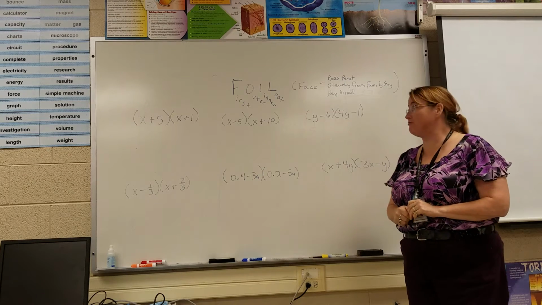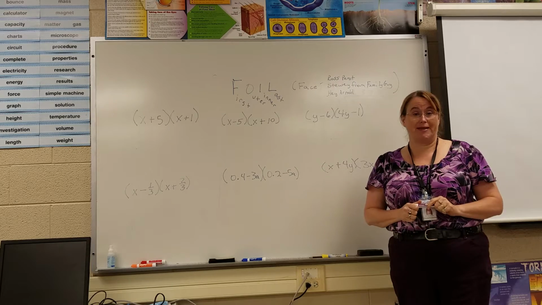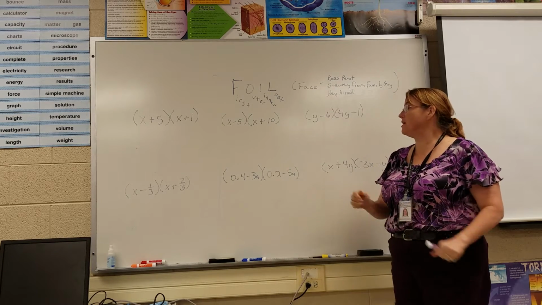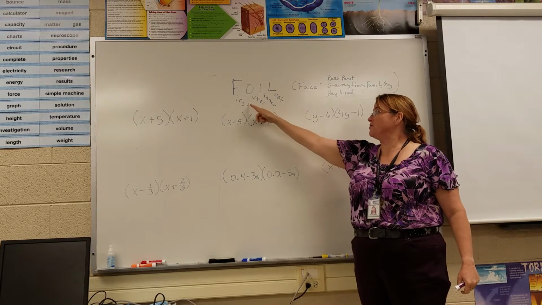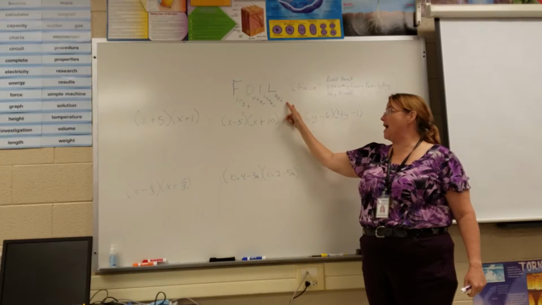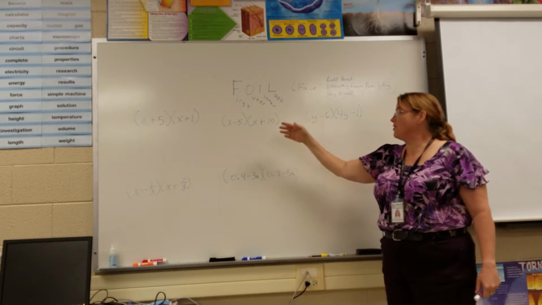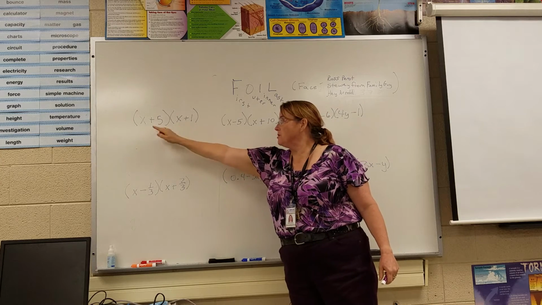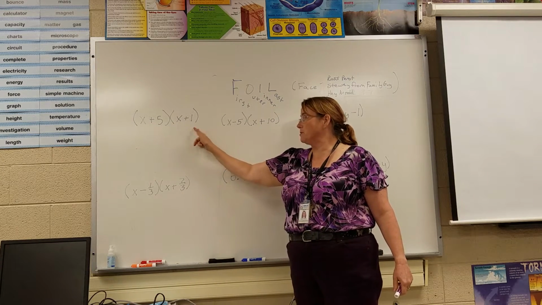Today we're going to learn about foiling. It's a way to do distributive multiplication. And it's an acronym. The word FOIL, F-O-I-L, means first, outer, inner, and last. And you're multiplying each one of those steps. And that's when you have a binomial. A binomial, remember, is two terms times two terms.